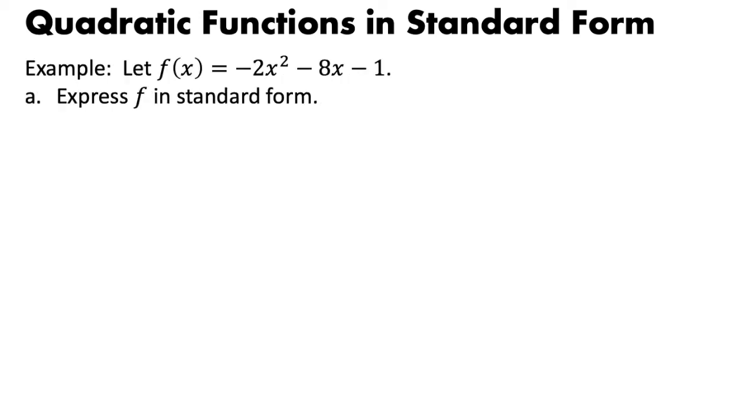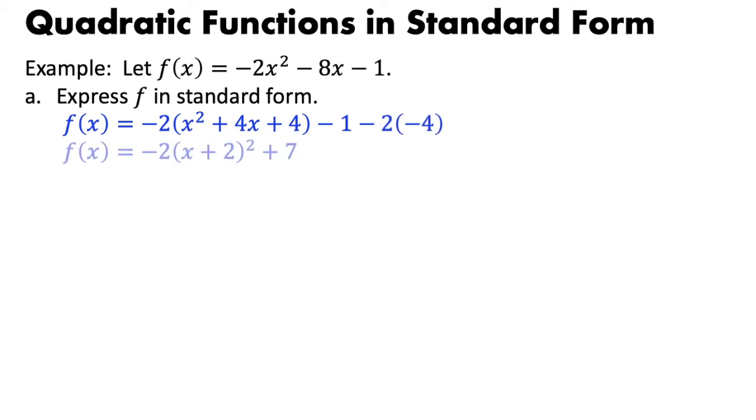In this example, we are asked to express the function in standard form, so we need to first complete the square, where we pull out the leading coefficient, take half of 4, square it, and add it to the first set of parentheses. Technically, we added 4 times −2, so we need to subtract 4 times −2. This simplifies to f(x) = −2(x + 2)² + 7.